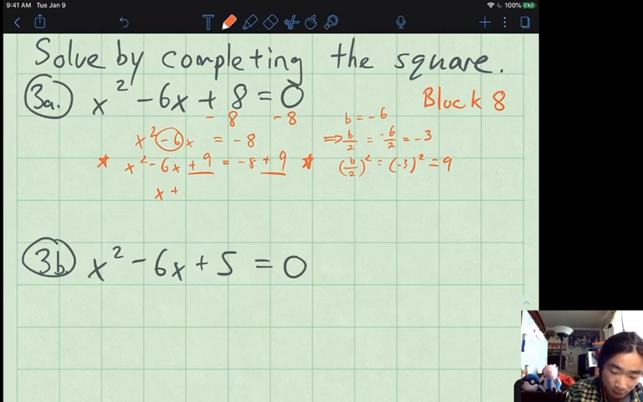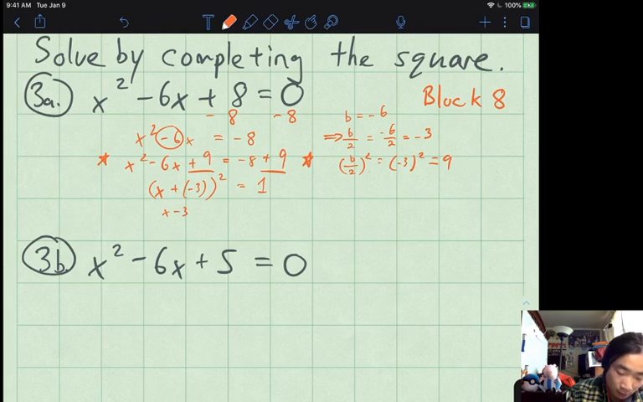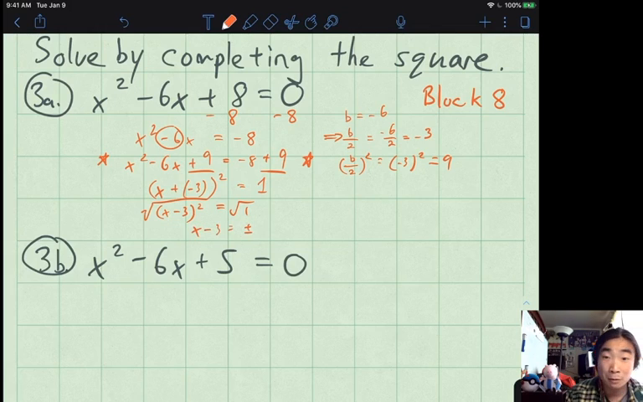-3. So you can write plus -3, that's fine. Squared equals 1. Take the square root of both sides. So adding a negative just looks like that, same thing. Square root of 1. You're left with x minus 3 equals plus or minus, what's the square root of 1? Just 1.